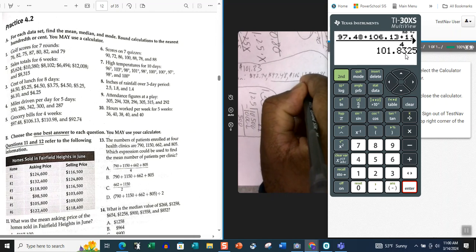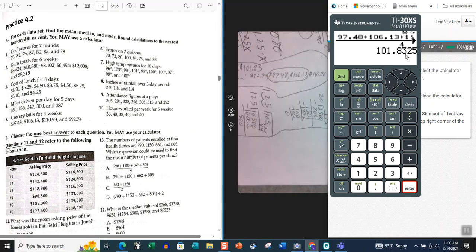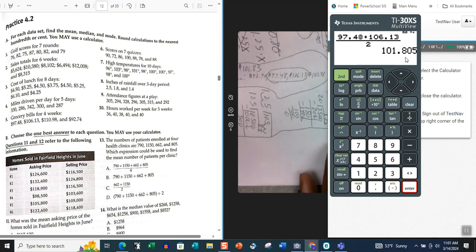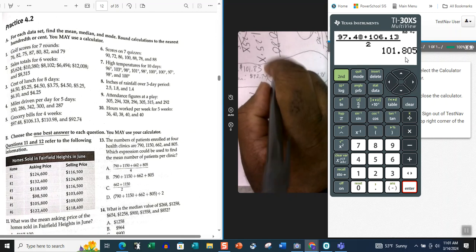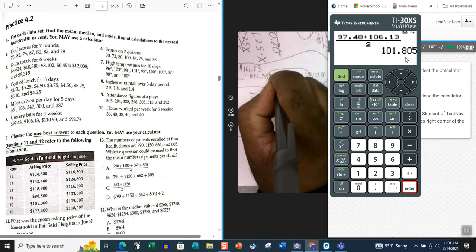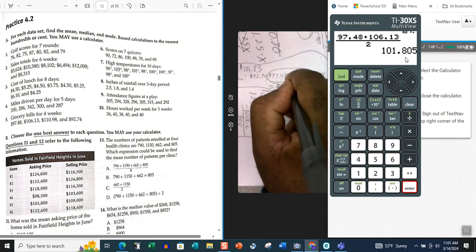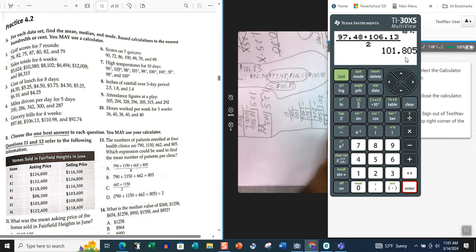Since it's an even number, we will add the middle two and then divide by 2. So we'll press our N over D. We had $97.48 plus $106.13. Down arrow divided by 2. Press enter, it gives us $101, and we might as well say 81 cents with the rounding. So our median is $101.81. That is our median.